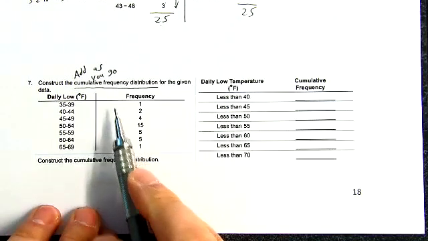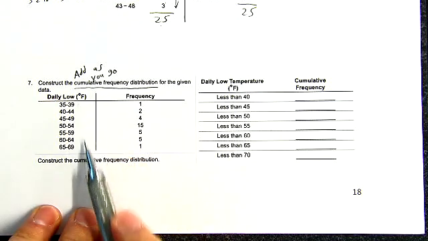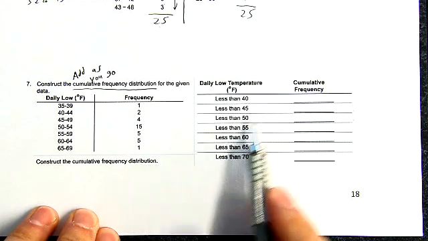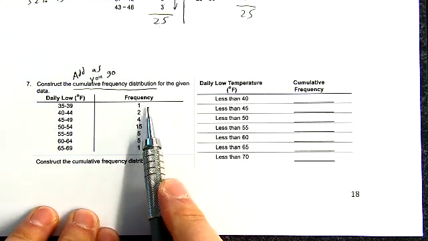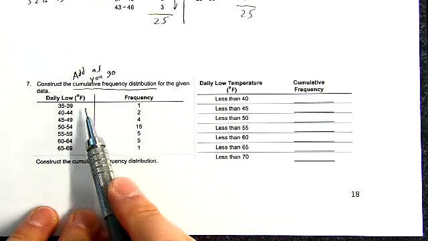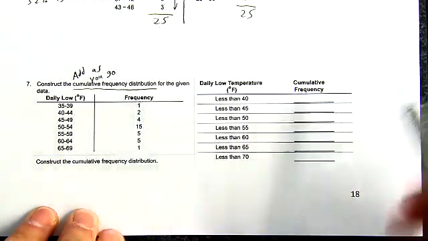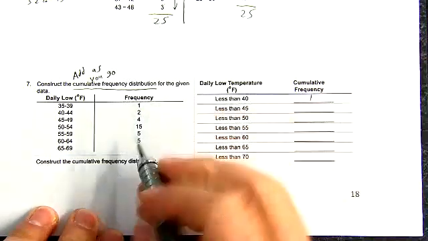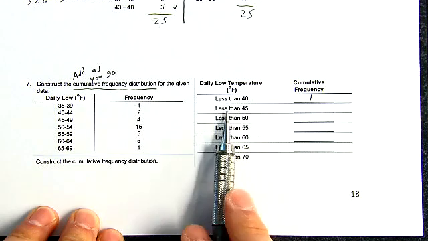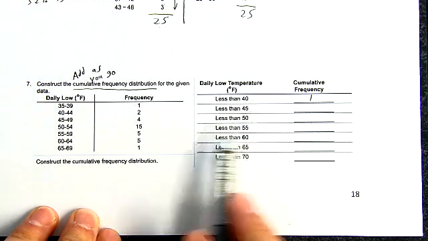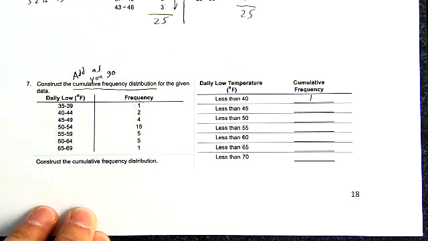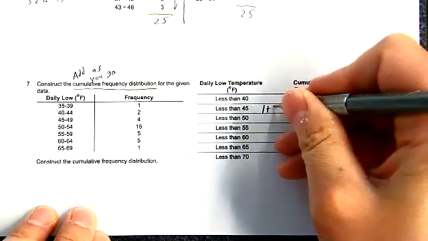So they give us the daily low temperatures, and they give us a frequency distribution, but then they want the cumulative frequency. So they start with saying, how many daily lows were less than 40? Well, there was one. There was only one day that had less than 40. Then it says less than 45. Well, these two were less than 45, but also this one was. So this would be 3. Yep, 1 plus 2.